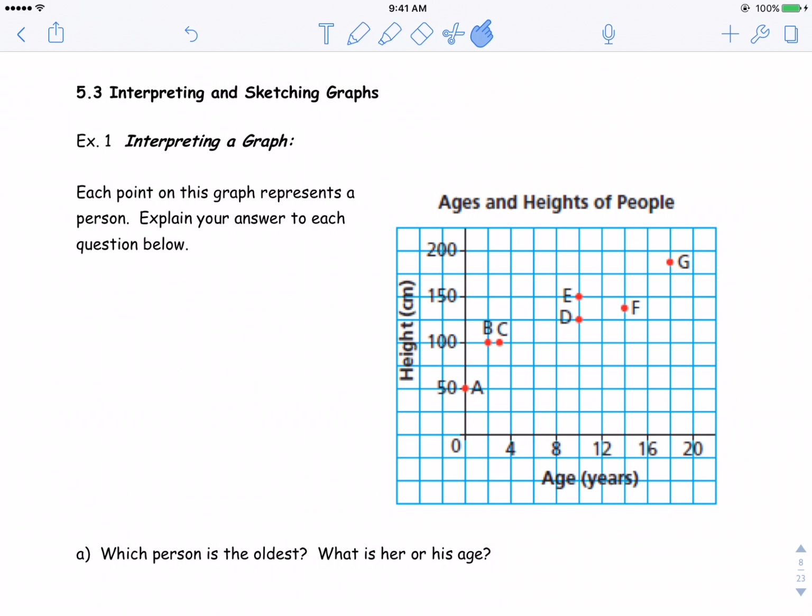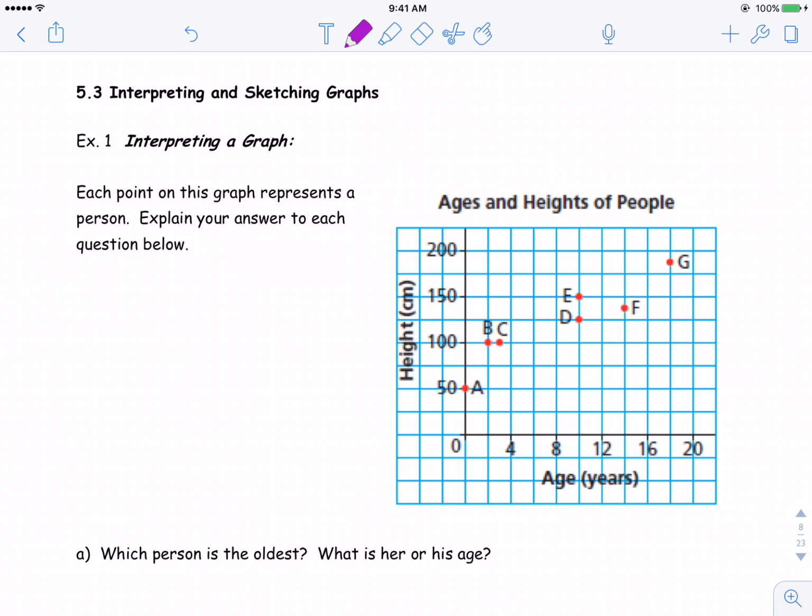Okay, so section 5.3 is titled Interpreting and Sketching Graphs. We are eventually going to be doing a graphing assignment in which we'll sketch a number of different graphs. And interpreting graphs is a fancy way to say looking at some graphs and getting some information, or drawing a graph and then pulling off some information once you've drawn it.